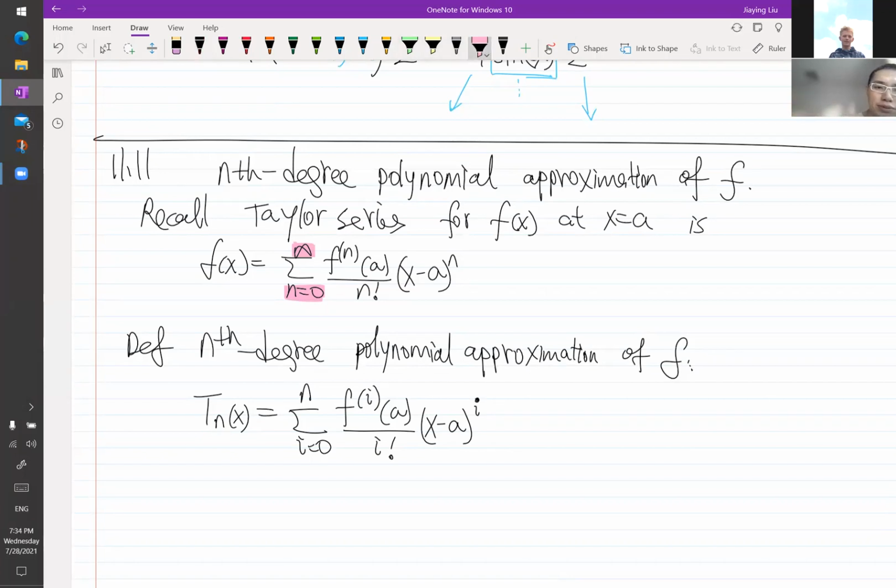The difference between this one and the Taylor series is that this one stops at a certain number n. You can pick n to be 2, pick n equals 5, you can just pick an n value. It doesn't go to infinity. The Taylor series goes to infinity. So that's the only difference between them.